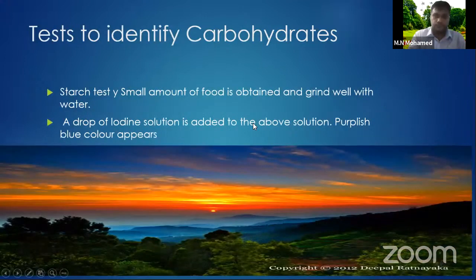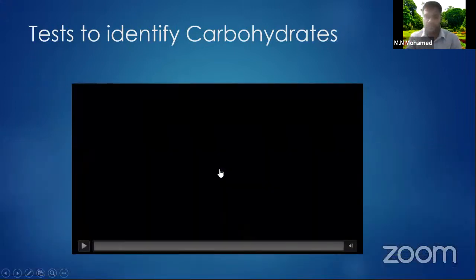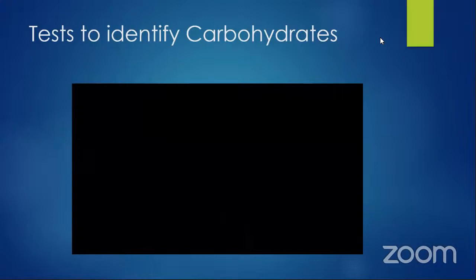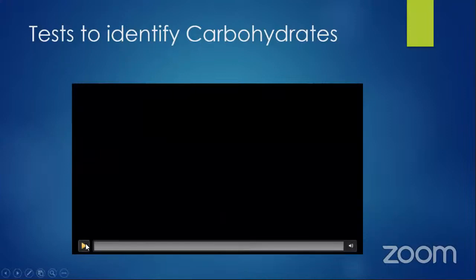Next one, the test for carbohydrate. You know that starch is a polysaccharide. For the test, you have to take some amount of starch food and add iodine solution. Then what will happen? I will explain it with a video. I will turn off my video because it would slow your internet connection. Then I play the video. You watch it, and if you don't understand anything, you can ask.